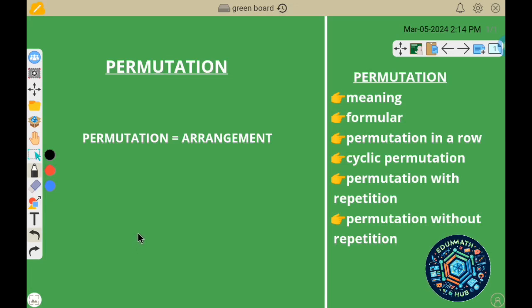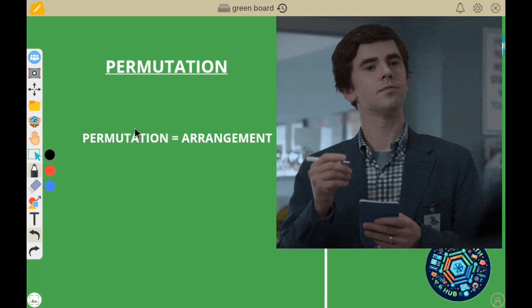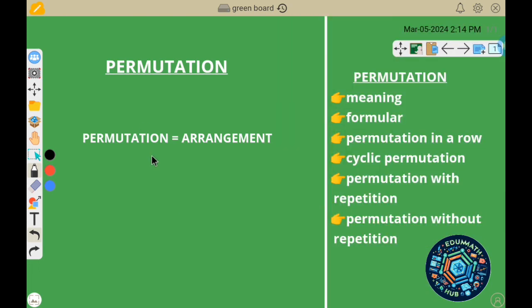So in today's video we're treating permutation. This is from your JAMB syllabus. The first thing you need to know about permutation is that permutation has to do with arrangement. Permutation has to do with arrangement.